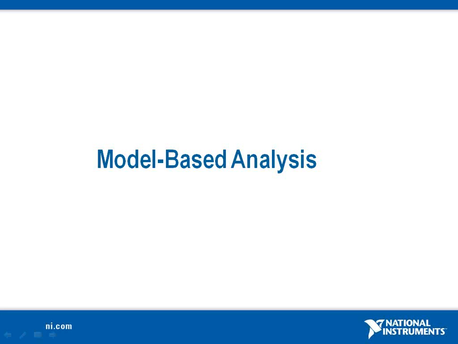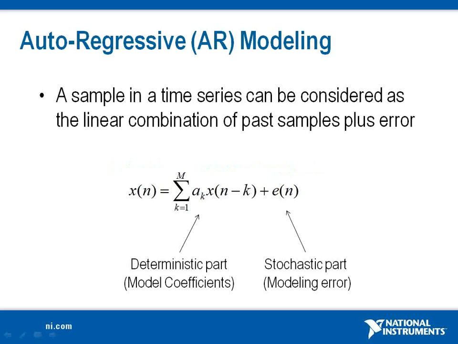Next topic is model-based analysis. You can consider a signal as the deterministic part plus the stochastic part. The deterministic part can be represented by a linear model, while the stochastic part is random and cannot be represented by a linear model. Auto-regressive modeling is a commonly used model.